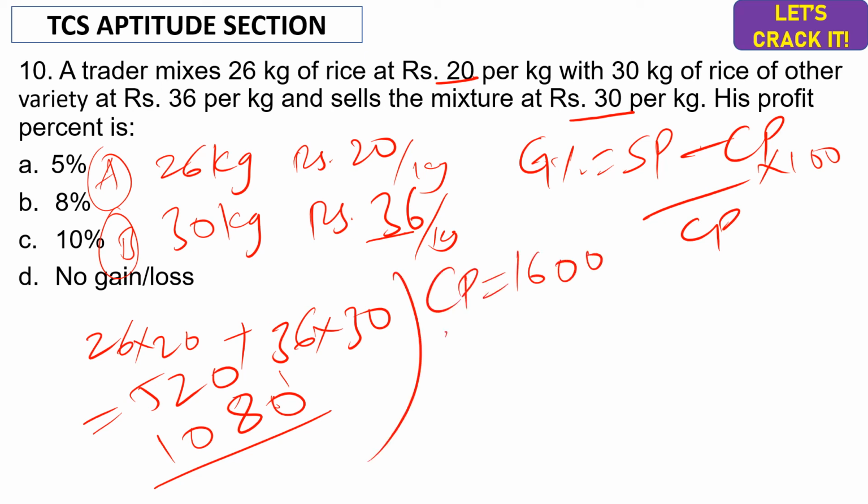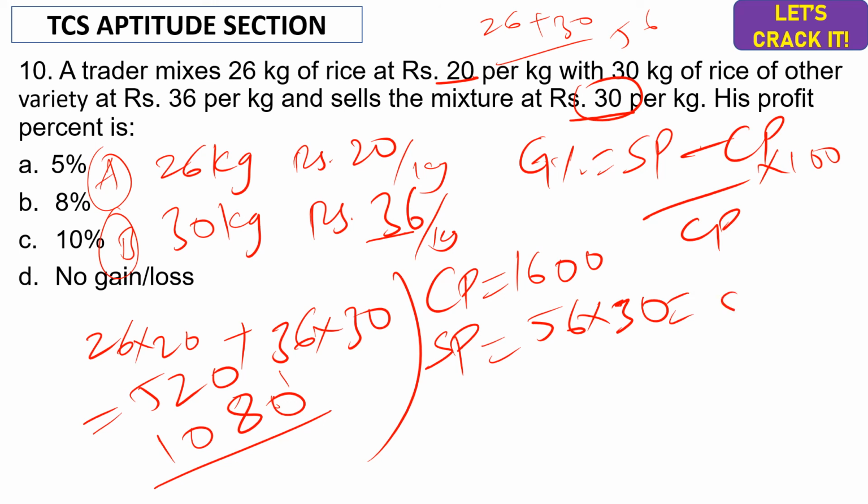This is fine. And now I need to find the SP. SP will be: he had sold the entire mixture at 30 per kg. But what is the total number of kgs? 26 plus 30, 56 kg, entire 56 kg, each kg at 30 rupees. I get 6 threes are 18, so 1680 rupees.